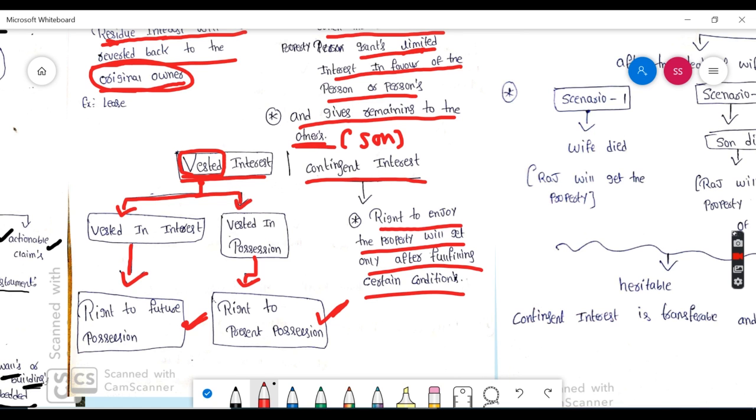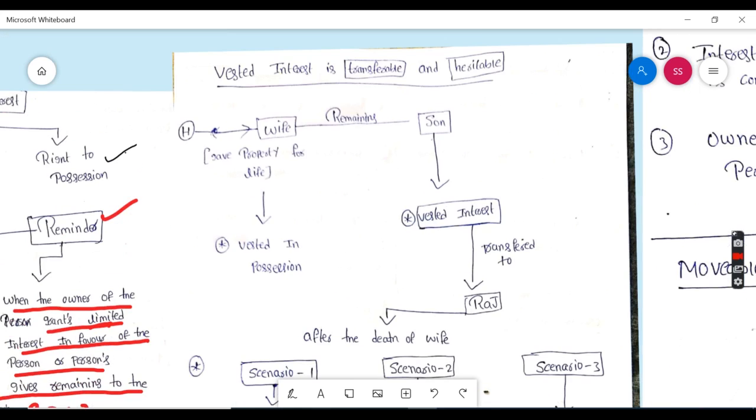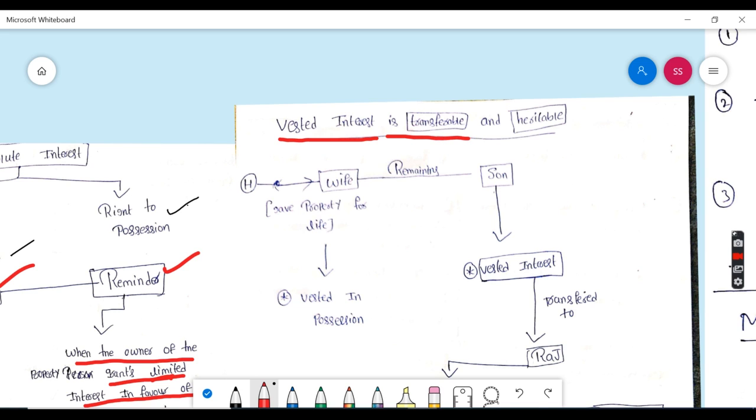So B can enjoy the property only after fulfilling the certain condition, which is marrying C. Now there is one more word, vested interest. Just as we learned, vested interest means the right to future possession, which the son has. It is transferable and heritable.